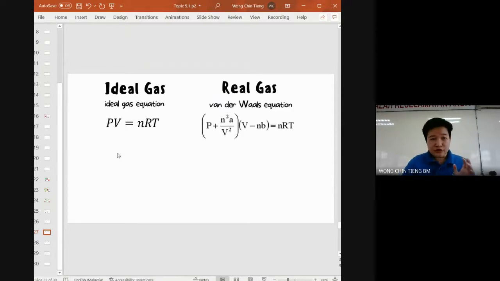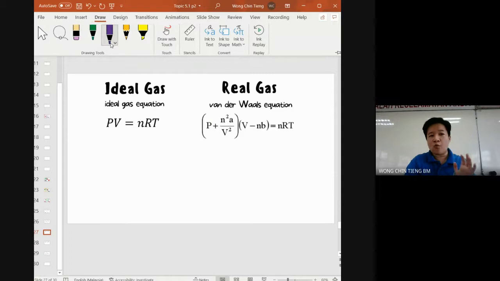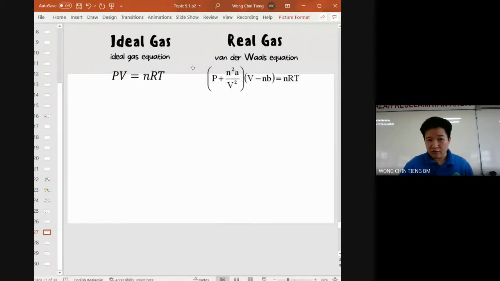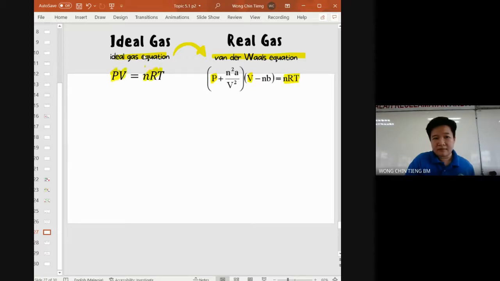First and foremost, I want you to understand one thing first. I don't know whether you realize or not, but your ideal gas equation and your van der Waals equation, they are from the same person. Your ideal gas equation akan menghasilkan van der Waals equation. Nampak?